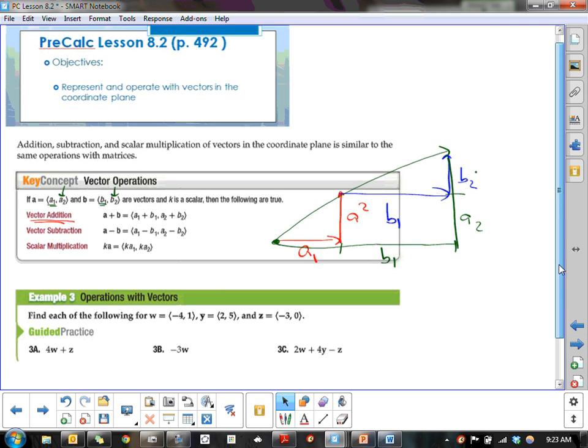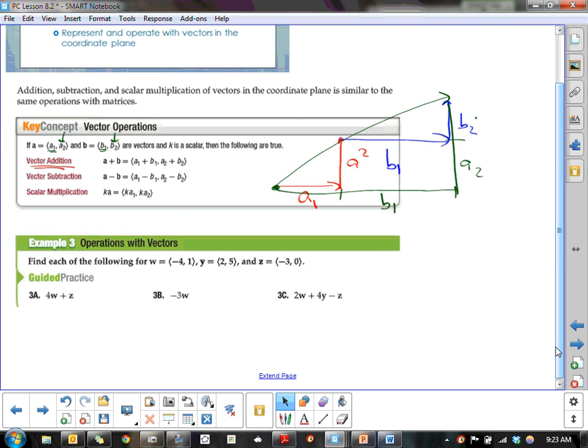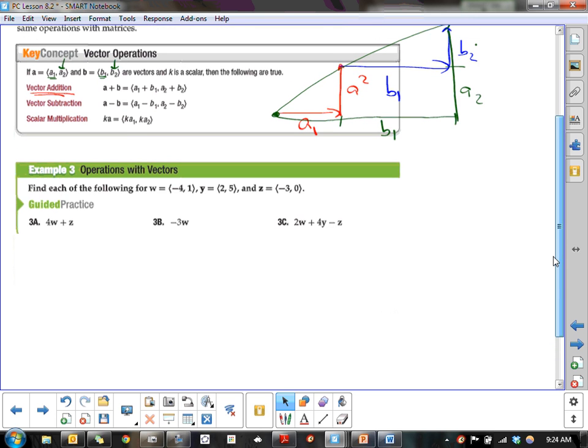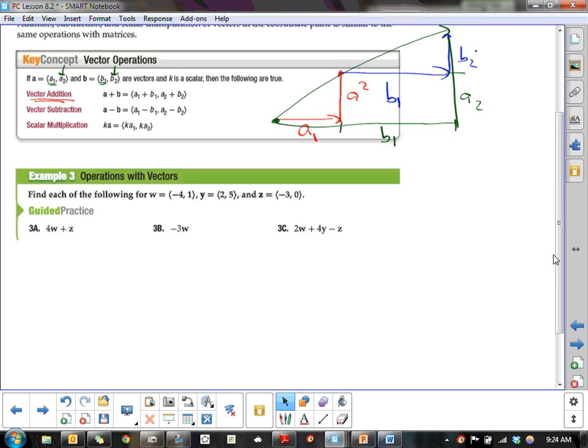So, operations with vectors. We've got 3 examples here. Find each of the following if w has component form of negative 4, 1, and y has components 2, 5, and z has components negative 3, 0. So they say, what is 4 times w plus z?